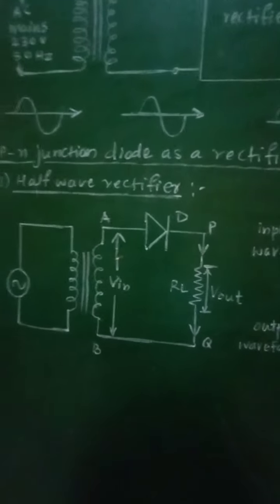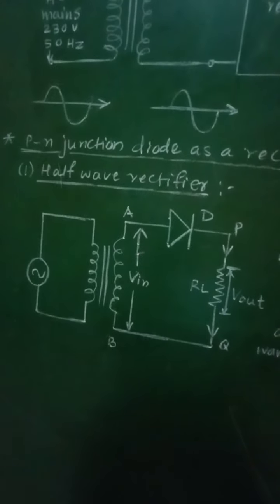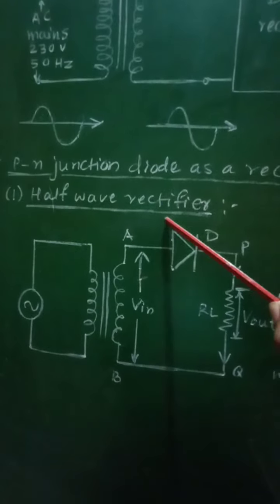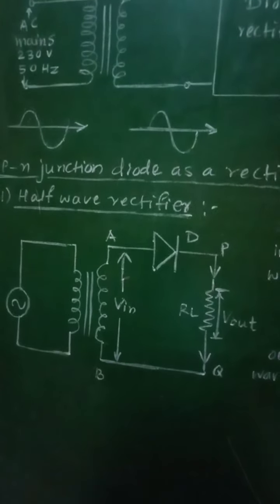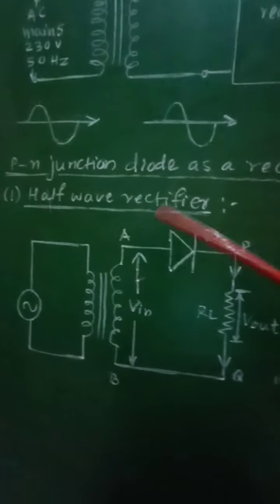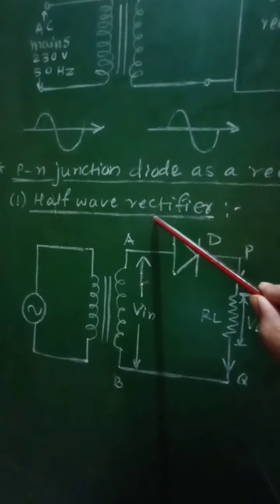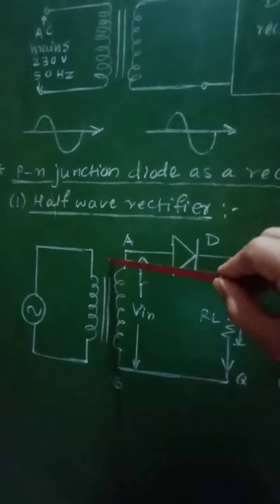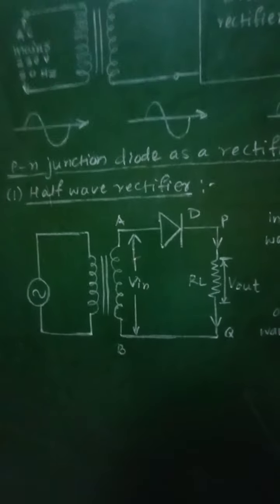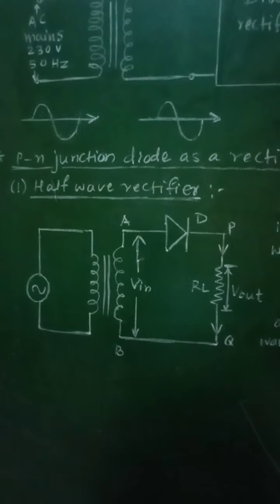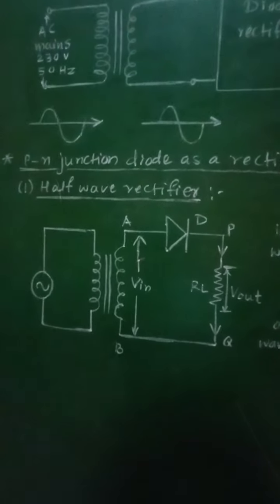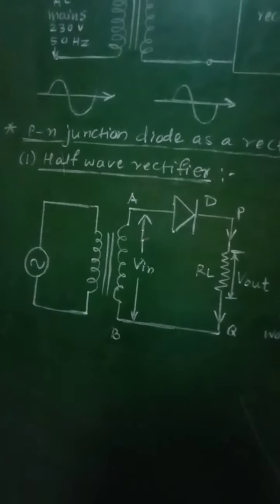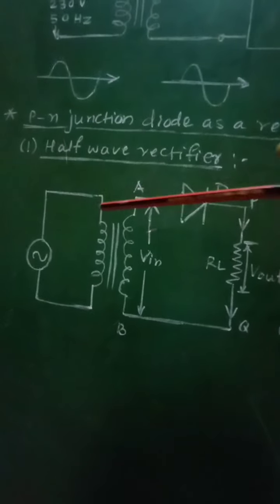There are two types of rectifier circuits. Let us see the first one, that is the half wave rectifier, and the second one will be the full wave rectifier. As its name suggests, in a half wave rectifier, only half of the input signal will be rectified, that is converted from AC to DC. Now if you consider the circuit diagram of this half wave rectifier, it is as shown.